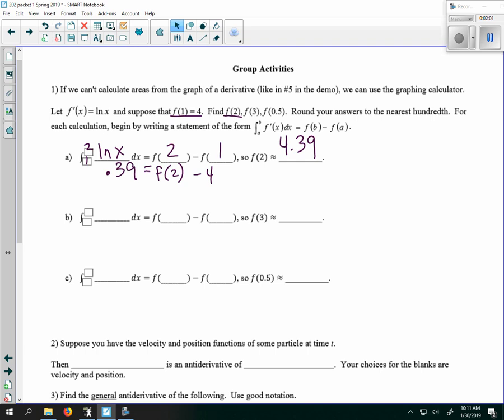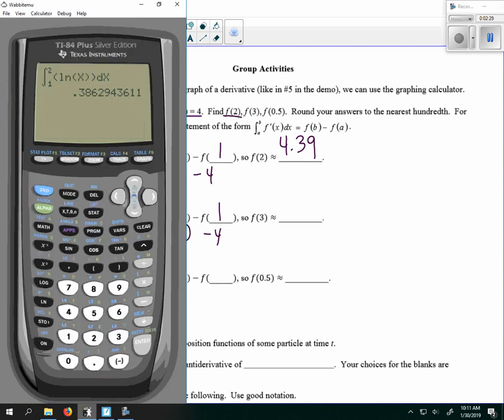Okay, if I want to know f of 3, I could integrate from 1 to 3, because I know something about f of 1. So I'm going to integrate from 1 to 3 of ln x dx, because that's going to be f of 3 minus f of 1. F of 1 is 4. F of 3 I'm going to have to solve for. And the integral from 1 to 3 of ln x dx, I can get an approximation for on my calculator.